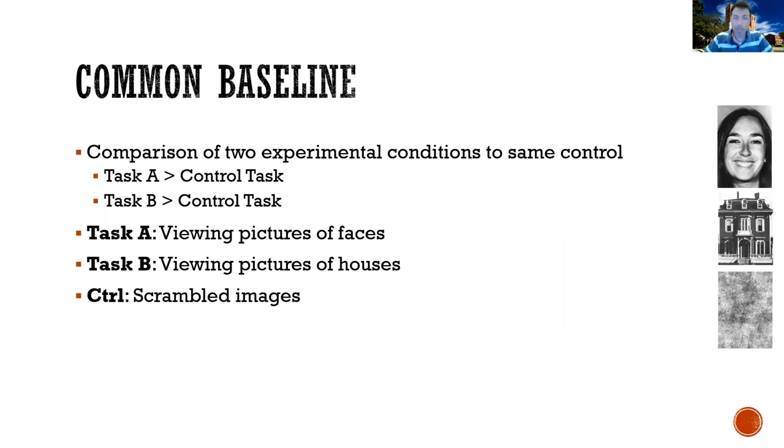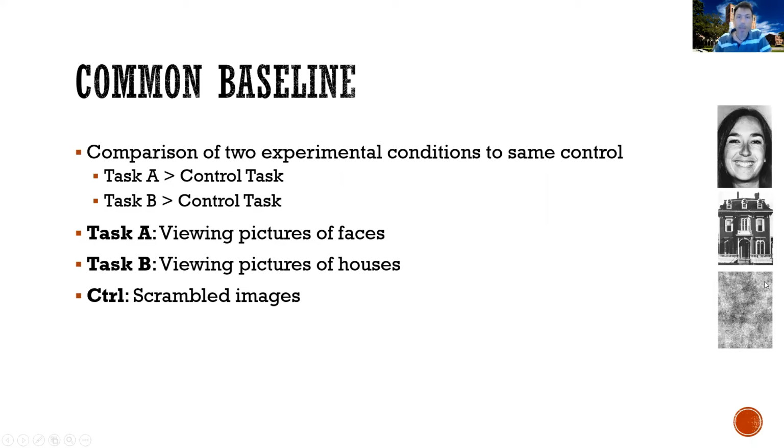In this type of experiment, you would have two tasks, and you would compare each one to the same control or baseline task. In this cartoon example, you might have task A, which is viewing pictures of faces, as you see here. You might have task B, for example, viewing pictures of houses. And then you have one common baseline, one common control task, which probably would be something like scrambled images. So something where there is a visual stimulus, but there's no object in there.